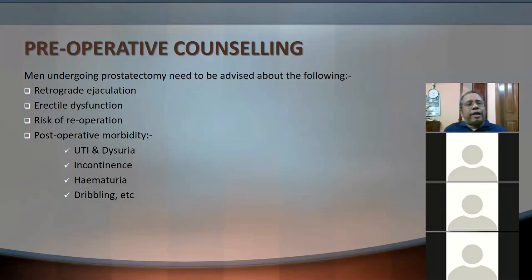What about erectile dysfunction? This is an important one. You do the surgery, there is some nerve damage, maybe due to the diathermy, which causes some erectile dysfunction.